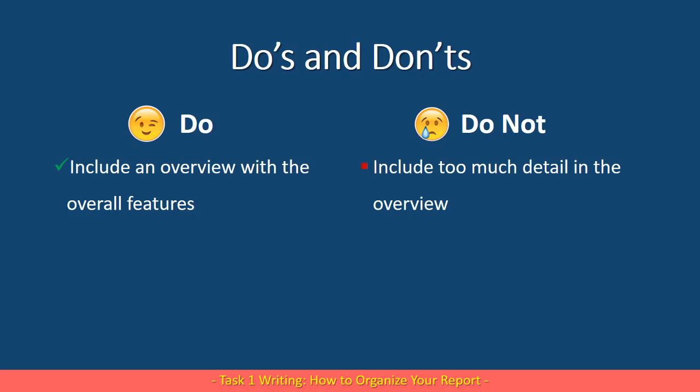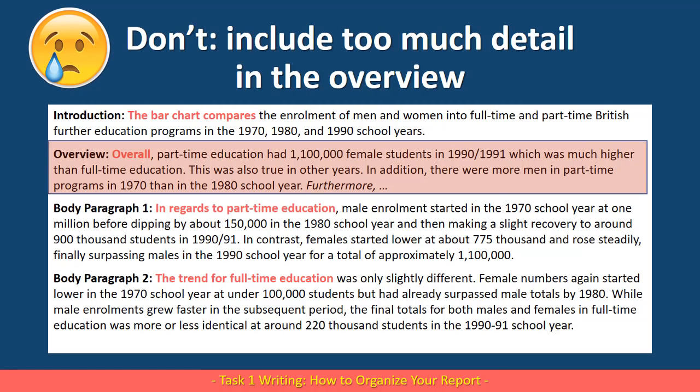Next, don't include too much detail in the overview. The overview needs to be an overview. You don't want a lot of numbers in the overview. You just need general information, the most important things in the data. You can see this bad example in the red here. Overall, part-time education had 1,100,000 female students, yada, yada, yada. Okay, we already see numbers in this overview. There's too much detail. So don't include too much detail in your overview.